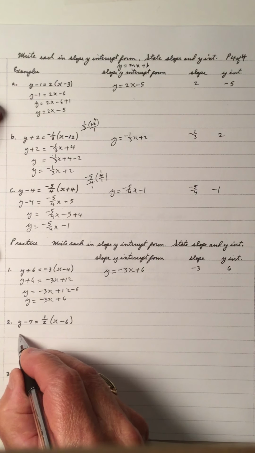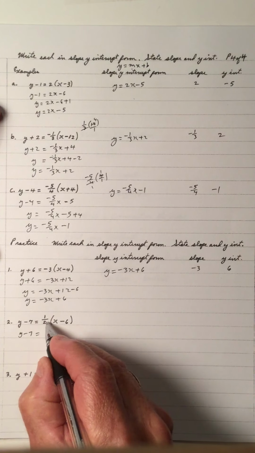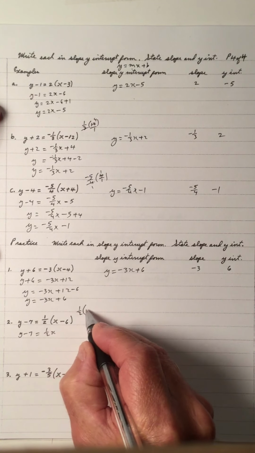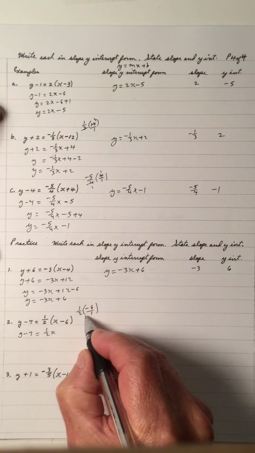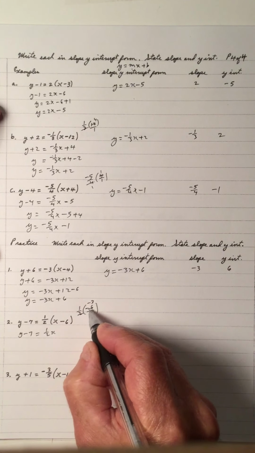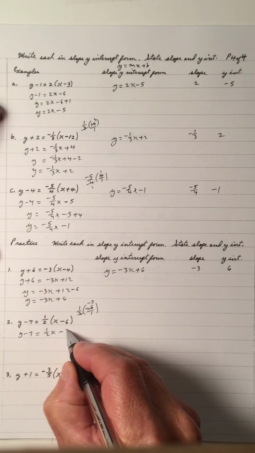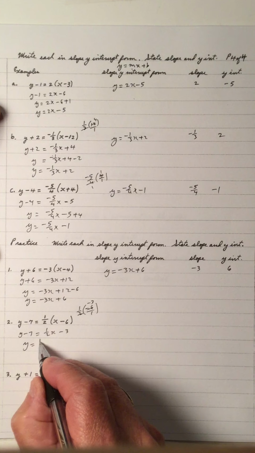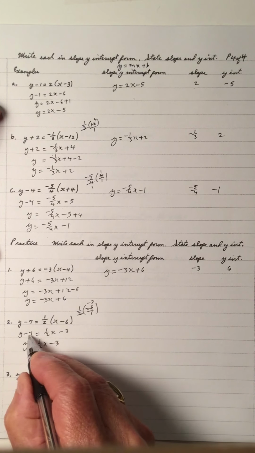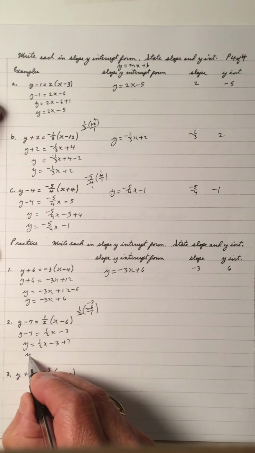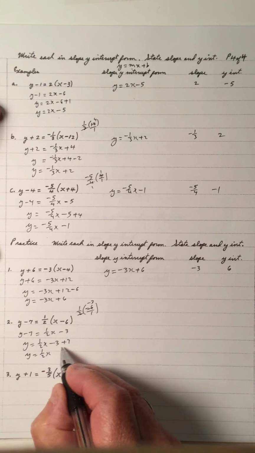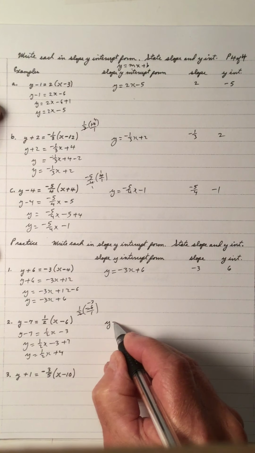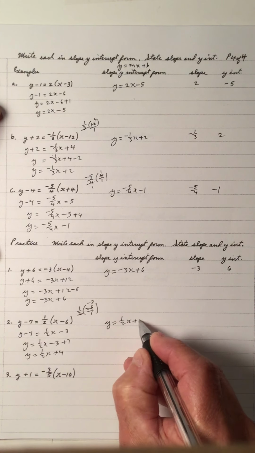Number 2, y minus 7, half times x is a half x, and a half times -6/1. 2 into -6 goes -3, and that gives me a -3. A half of 6 is 3, and it is negative. So y equals a half x minus 3, minus 7 becomes a +7. So y equals a half x, -3 plus 7 is a +4. And y equals half x plus 4.